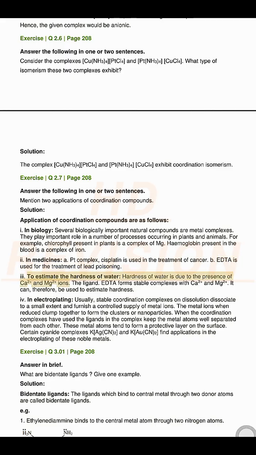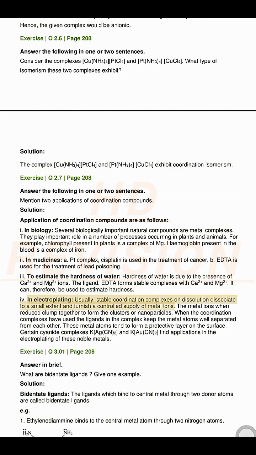III. To estimate the hardness of water. Hardness of water is due to the presence of Ca2+ and Mg2+ ions. The ligand EDTA forms stable complexes with Ca2+ and Mg2+. It can, therefore, be used to estimate hardness. IV.